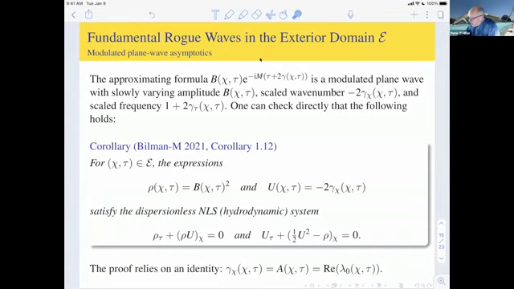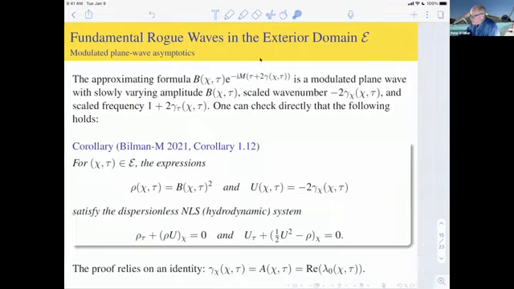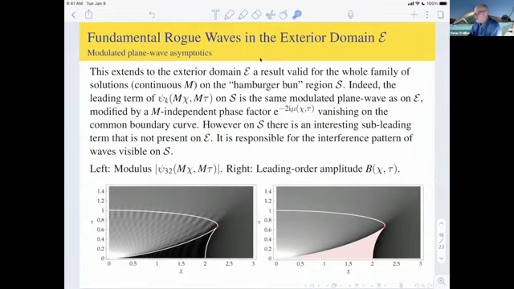So it's a modulated plane wave that satisfies the dispersionless NLS equation in the exterior. Okay, so this result that I just told you about extends to this exterior domain E, a result that's valid for the whole family of solutions, for continuous m really, on this hamburger bun region, which we also call the shelves S. So that's this kind of interesting part over here. That's what Deniz talked about.